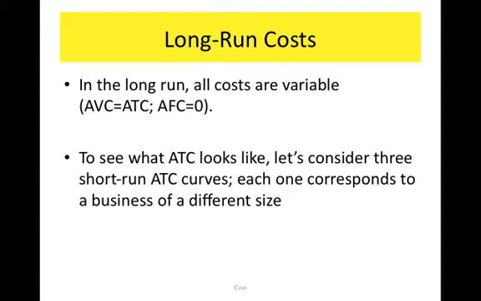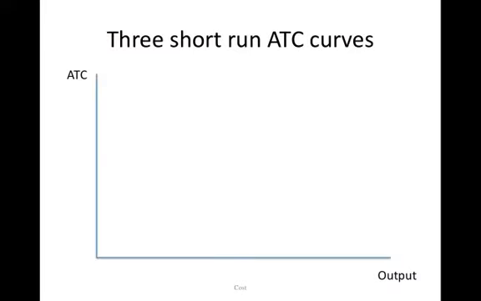What I'd like to do here is take a look at what the average total cost curve looks like, how they come about, and what some of the economic consequences of the long-run cost curves are with respect to agriculture. To get at this, we're going to draw 3 different short-run average total cost curves. They're going to be for 3 different types of firms. One firm is small, another firm is a bit bigger, and then the third firm is even larger.